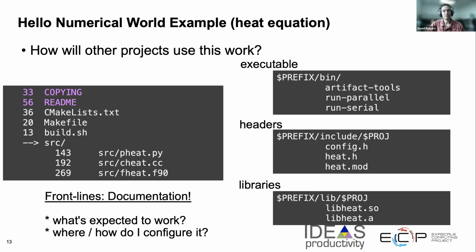Headers usually go into prefix include project. So if other programs are going to use this as a library, they'll have to include the headers, and then they'll have to source the libraries as they compile. These would be the install locations for headers and libraries. Mostly I'm going to talk about headers and libraries because executables are relatively simpler. The front lines of this, of course, are documentation. I should explain what each one of these things does to my users so that they know, if I want to use this program, I include heat.h and I link with libheat.so, and now I can use all this cool functionality.